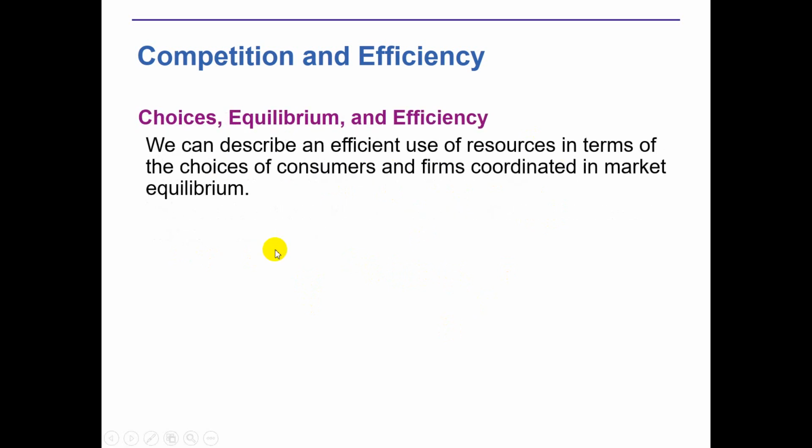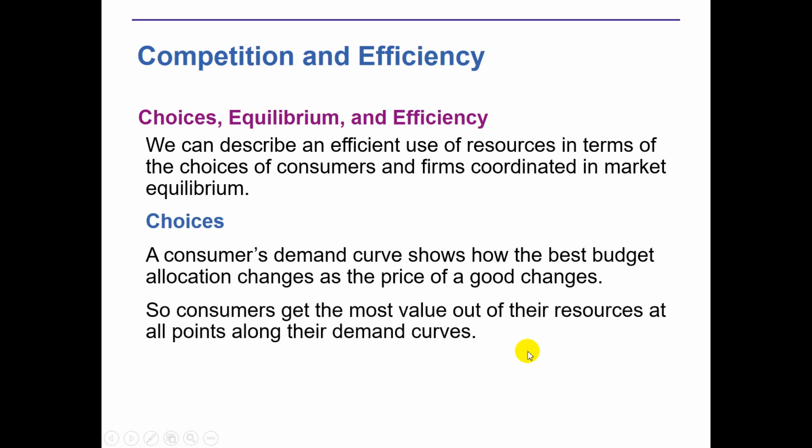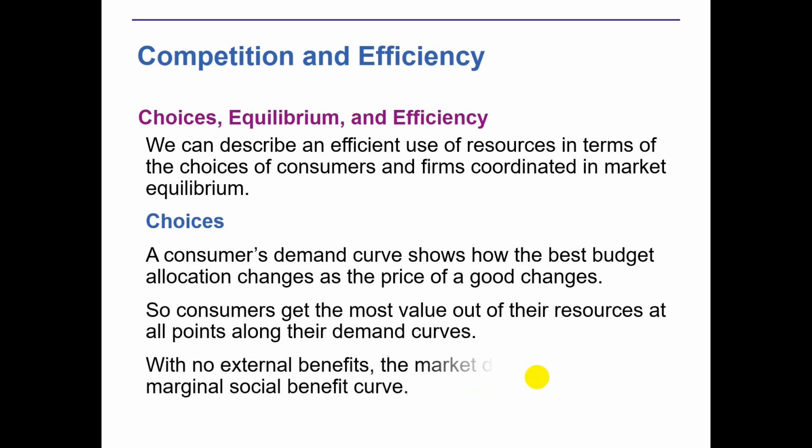So what is the role of choices, equilibrium and efficiency? We can say that it describes the efficient use of resources in terms of the choices of consumers and firms coordinated in market equilibrium. So what are the choices? The consumer's demand curve shows how the best budget allocation changes as the price of a good changes. So consumers get the most value out of their resources at all points along their demand curve. With no external benefits, the market demand curve is the marginal social benefit curve.